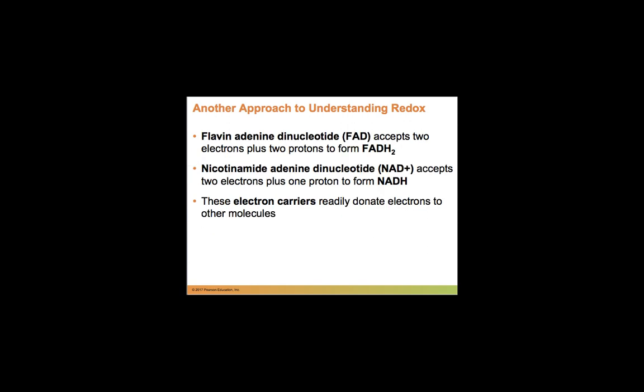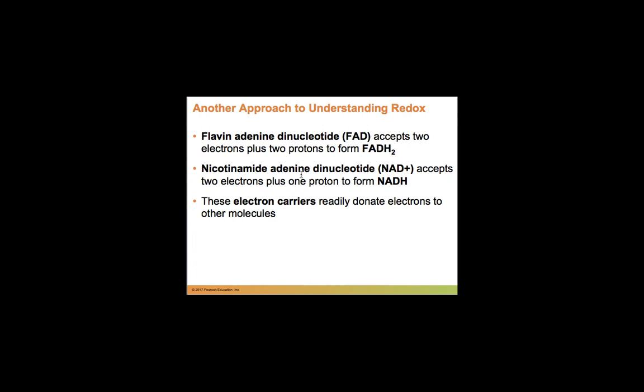Another way we can understand redox reactions is if we talk about specific electron acceptors. One of them that we have is flavin adenine dinucleotide. As you can see, your nucleotide bases, your nitrogenous bases, are going to pop up over and over again. So your flavin adenine dinucleotide, or your FAD, is an electron acceptor that accepts 2 electrons. So it's gaining potential energy. It got reduced. Every time we gain electrons, we also have to gain protons. That's why we form FADH2.